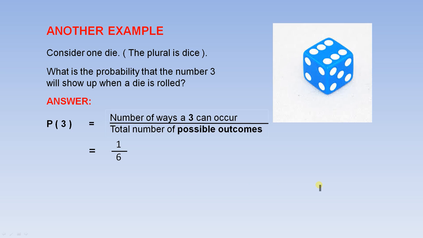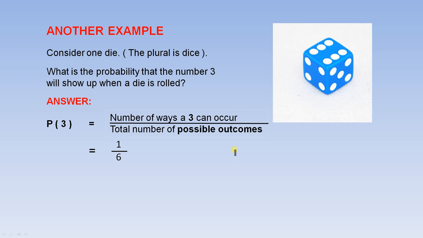Consider one die. You might say, what's a die? Well, here it is here. The plural is dice. So when you're talking about a singular object, it's a die. If you're talking about two or more, the plural is dice. What is the probability that the number 3 will show up when a die is rolled?